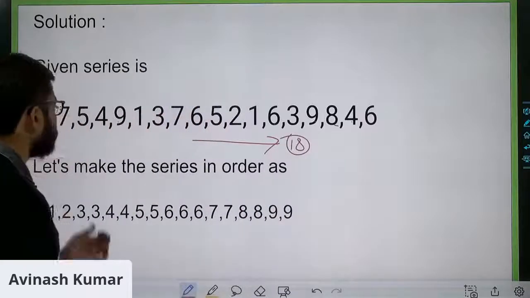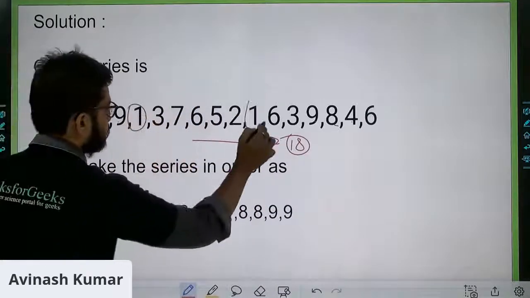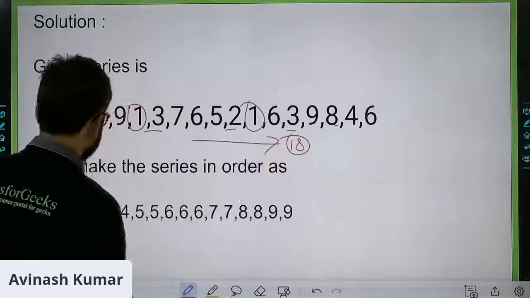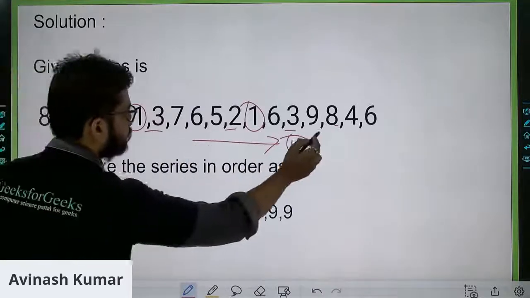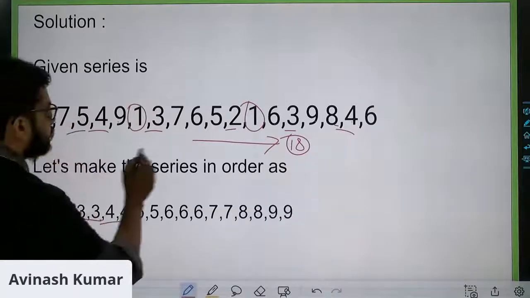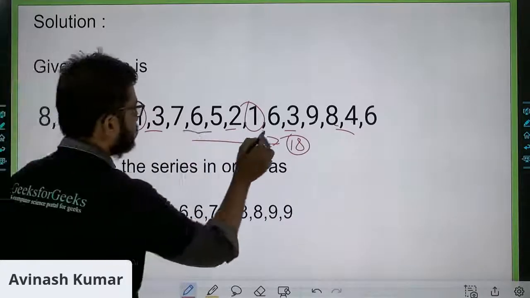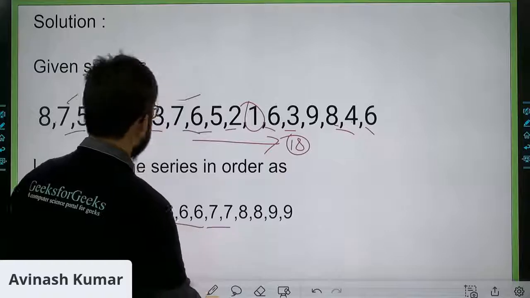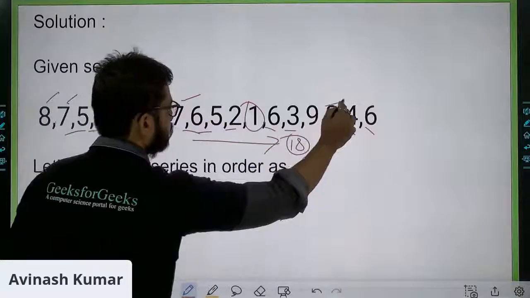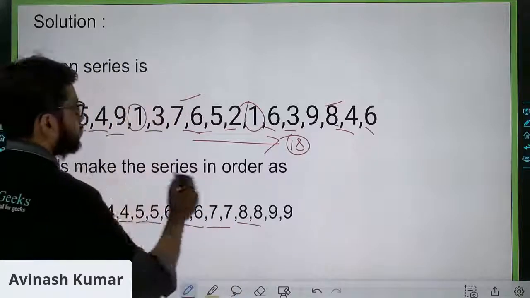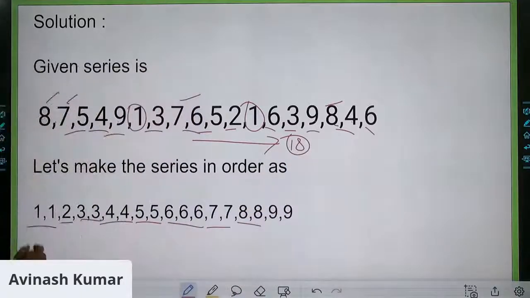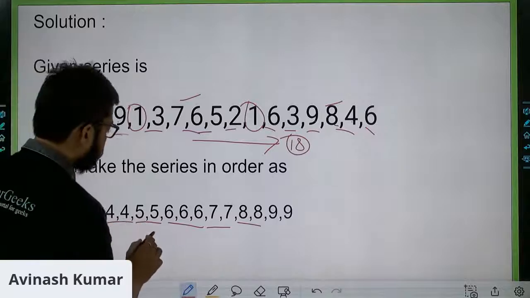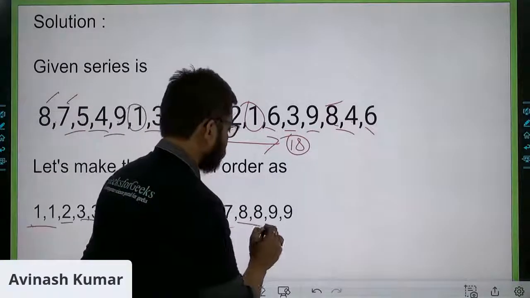Now I'm going to make the arrangement. 1 appears 2 times, 2 appears 1 time, 3 appears 2 times, 4 appears 2 times, 5 appears 2 times, 6 appears 3 times, 7 appears 2 times, 8 appears 2 times, and 9 appears 2 times. So this data is now in grouped form: two 1s, one 2, two 3s, two 4s, two 5s, three 6s, two 7s, two 8s, two 9s.